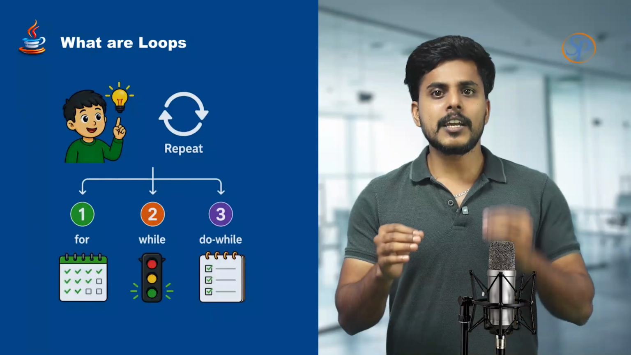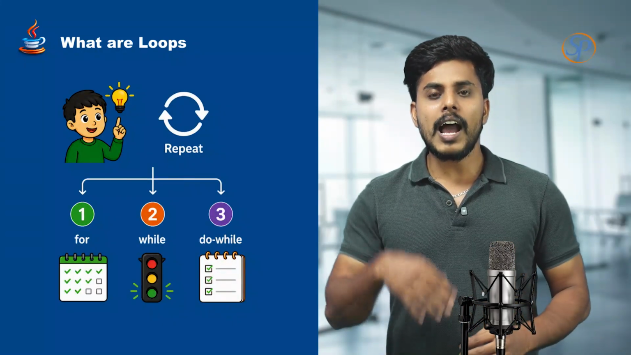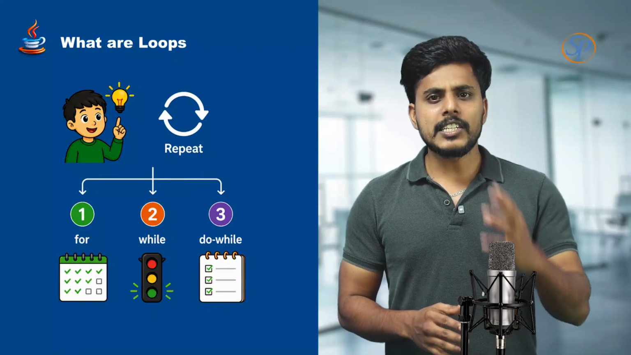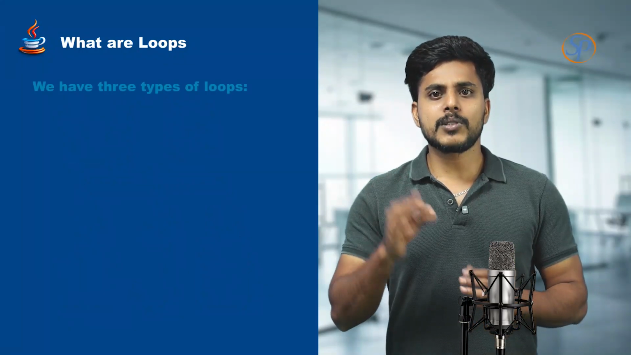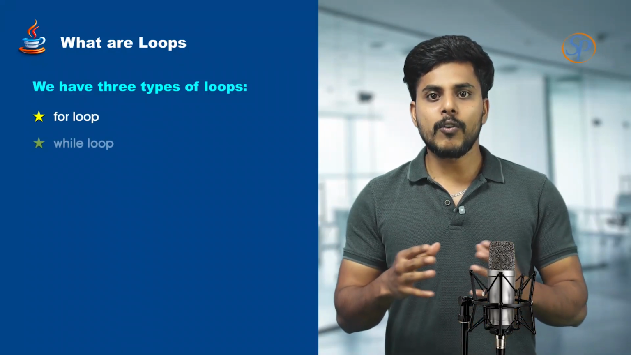What are loops? A loop is used to repeat a block of code multiple times. Instead of writing code again and again, we use loops. In Java, we have three types of loops: for loop, while loop, do while loop.